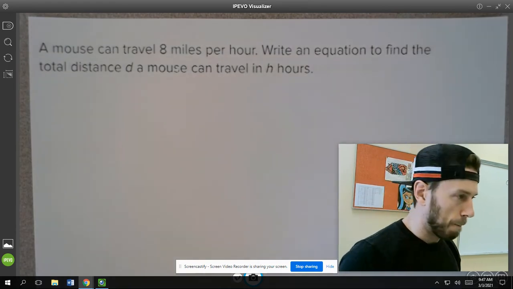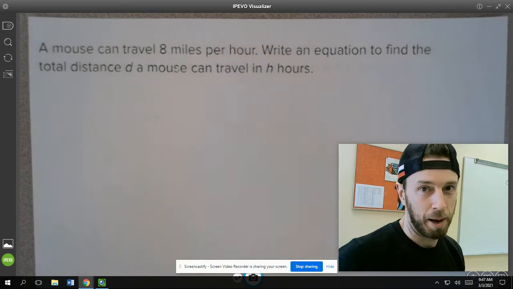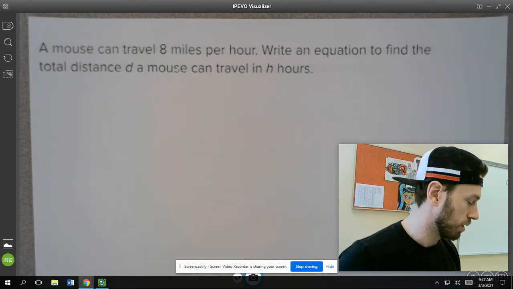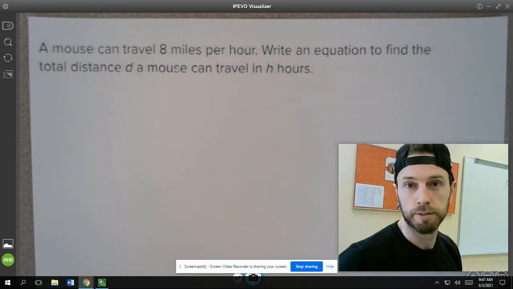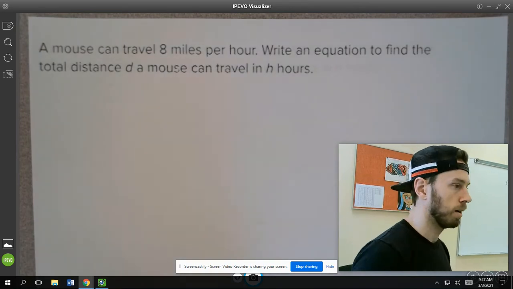All right, and let's see what you got. This is very similar to our last problem. Instead of a runner, we got a mouse. And the mouse can go 8 miles per hour, that's freaking impressive. If a human being can go 8 miles an hour, imagine a mouse doing it, right?